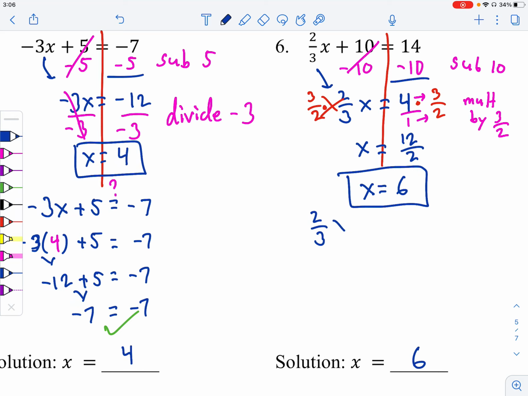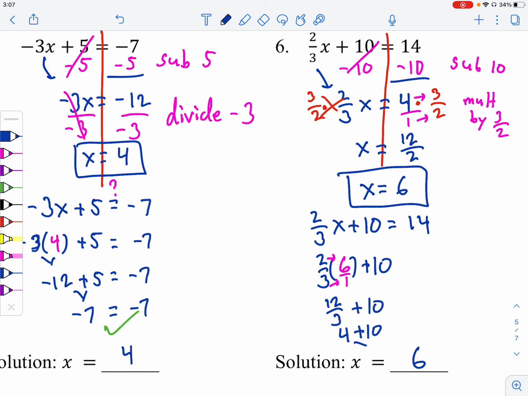Okay, and then we're going to check our answers. Make sure it's correct. So 2/3. And then now we're going to put in that 6 and substitute that for x. And we're going to multiply that out. So 2/3 times 6, or again, multiply across. We get 12 over 3 plus 10, which is 4 plus 10, which is 14. So that is correct. Right there. So check. That is correct. So x equals 6 is our solution.